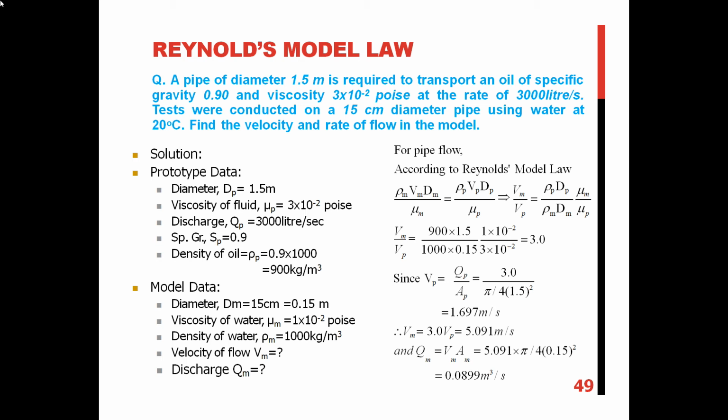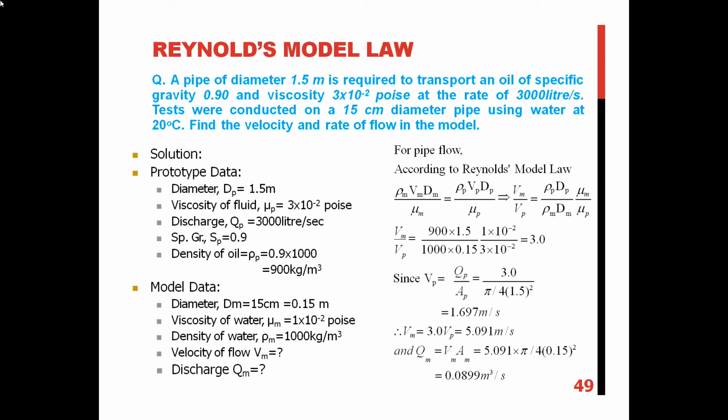dp is 1.5 meters, the viscosity of fluid is 3 into 10 to the power minus 2 poise, discharge Qp is 3000 liters per second, specific gravity is 0.9, and by using the specific gravity we can find out the density, 900 kg per meter cube.